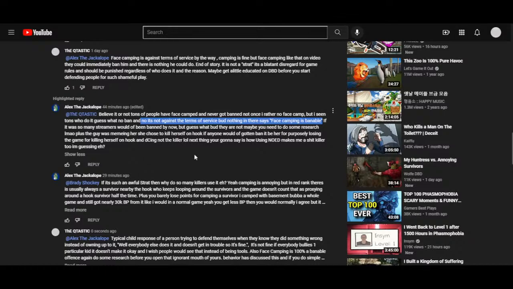So even if face camping isn't listed, which it is, face camping in general still covers more than one of those categories you can report somebody for. So even still, you're wrong. And I don't know how you're trying to finagle this for you to be right, because you're never going to be right, because I know that it's listed there and specifically says that it is a bannable offense.